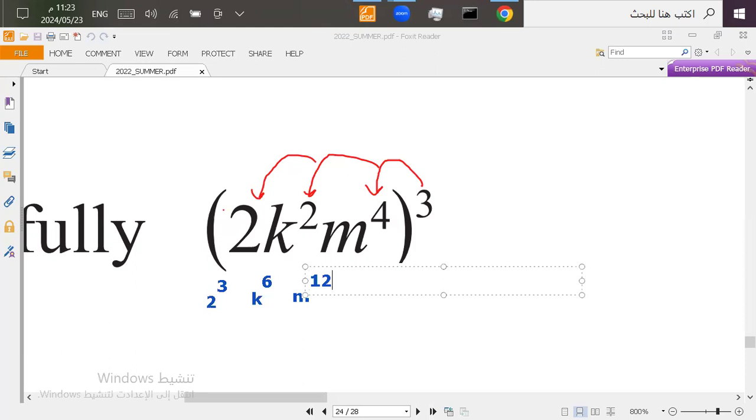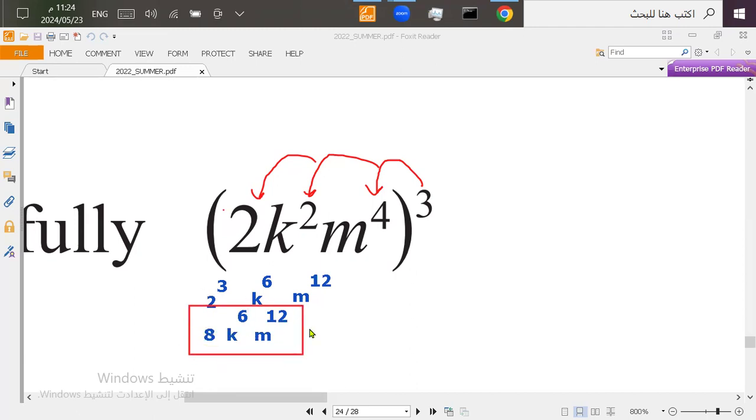Now, 2 to the power of 3 is going to be 8. And these are going to be the same. So let's write it here. The answer will be 8, and then k to the power 6 and m to the power of 12, like this. And this is the final answer for this question.